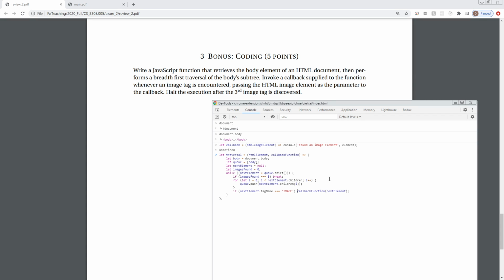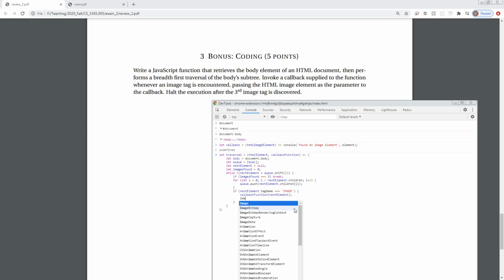That's not quite it. So one of our halting criteria was that once we'd found 3 images, we would stop. In those cases, when we find one, we have to increment the counter for the number of images found. Okay.